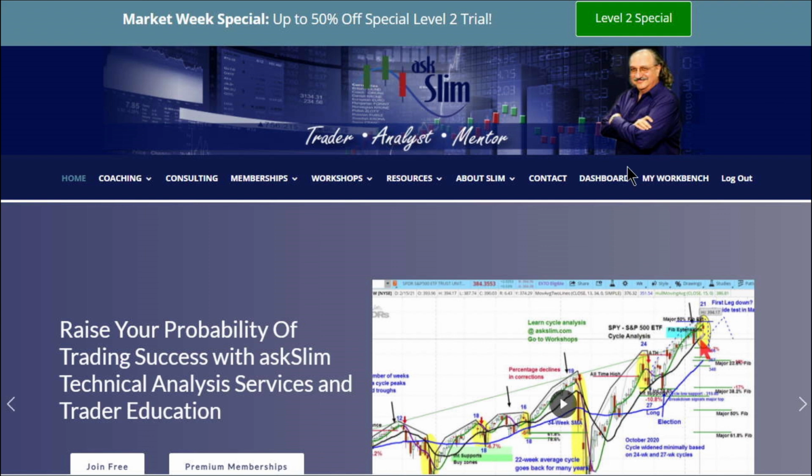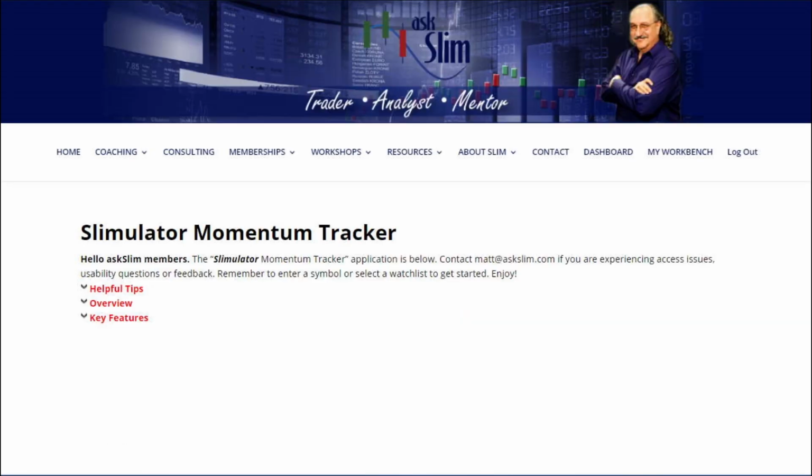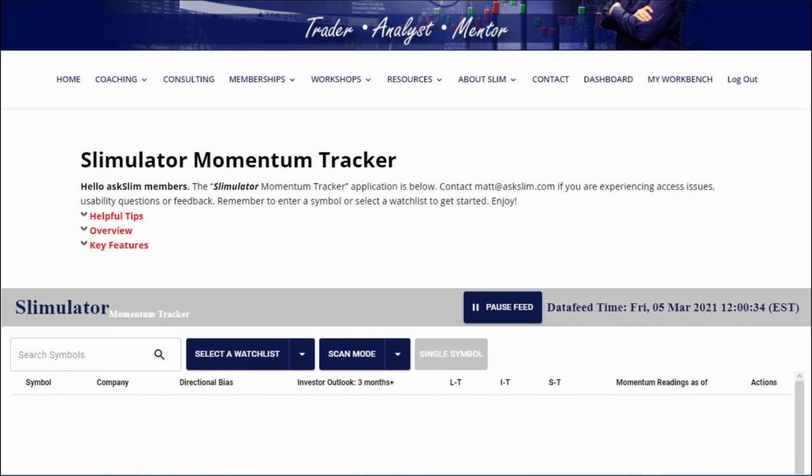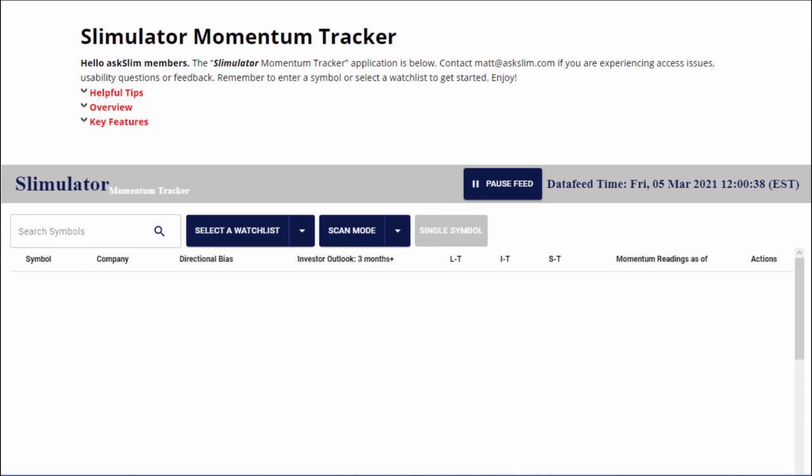So what I'm going to do now is go into our workbench, which is like the hub of AskSlim.com. Now I'm in the workbench, and you can see all the things that we have in here. I want to go to Momentum Tracker and click on that, and it's going to bring up the Slimulator Momentum Tracker. This is our own app that we've built, which is absolutely amazing if you've never seen this.